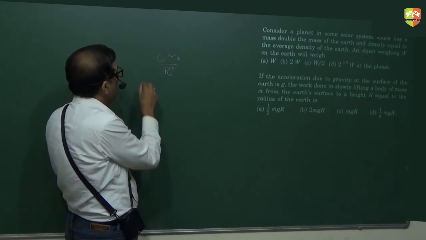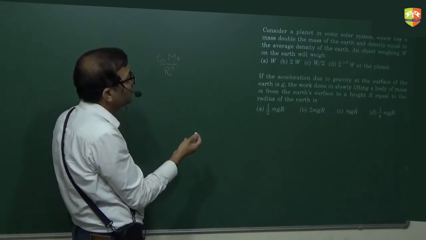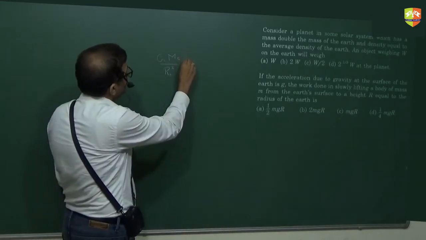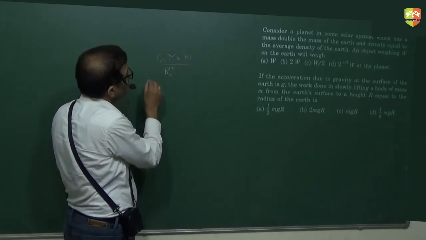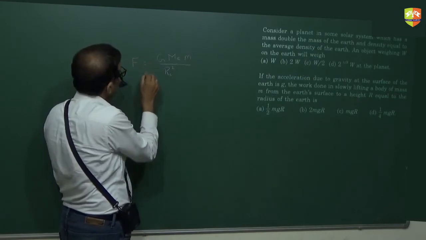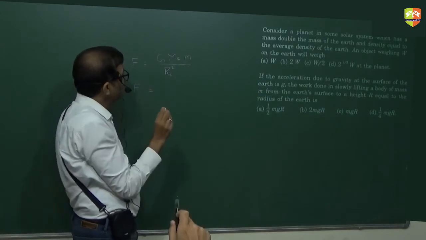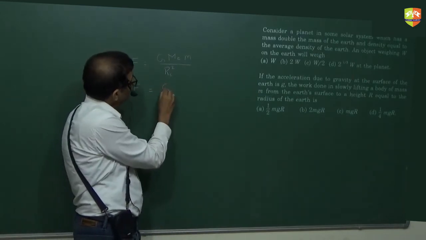So mass is twice. I didn't get you. Okay, so do it properly. GMEM by RE square. What is this? The force on Earth. Then the force on the other planet is G into 2ME into M.